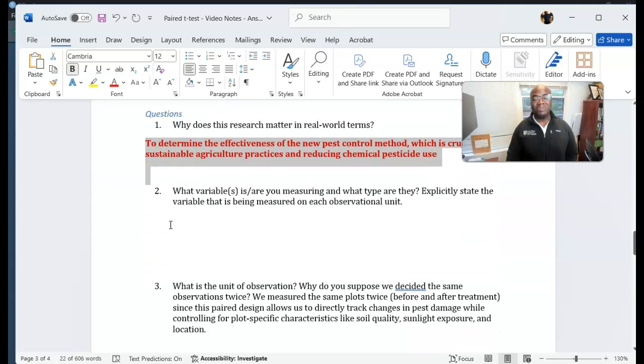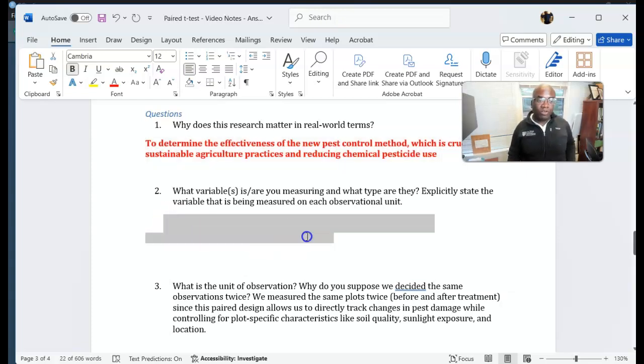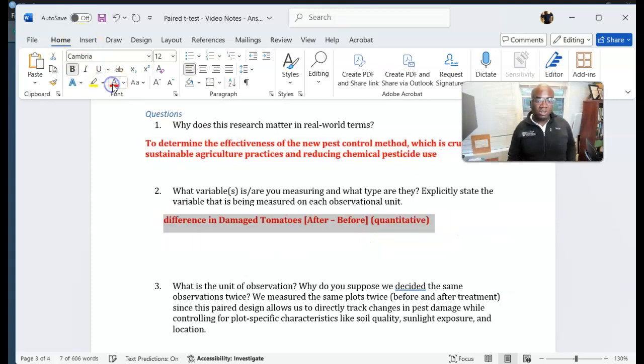In terms of variables, it's not 2. I understand why people think that it's 2, but it's really just 1. What is the main variable that we're analyzing in this situation? We have the before number of damaged tomatoes and the after number of damaged tomatoes. What we're really after for that particular plot is the difference, and that difference is a quantitative variable. So we only have one variable in this situation, which is just the difference in the number of damaged tomatoes.